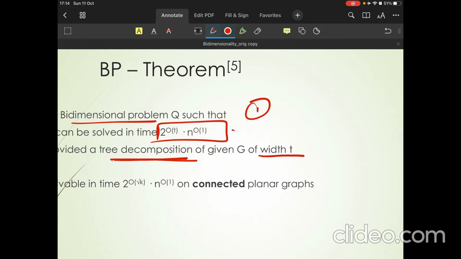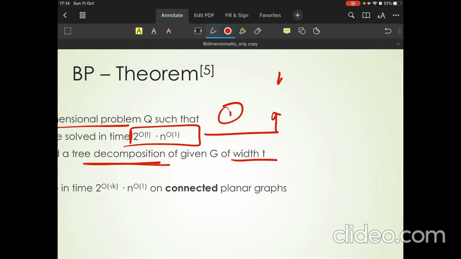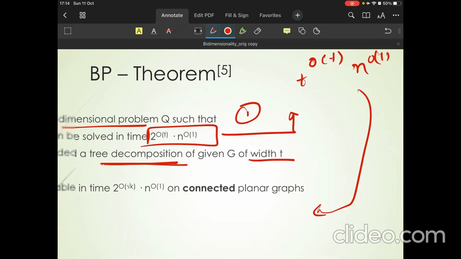It can be solved in FPT time, 2 power order t times poly n. Note that however we can extend this 2 power order t to t power order t times poly n, and the subsequent result will change accordingly.